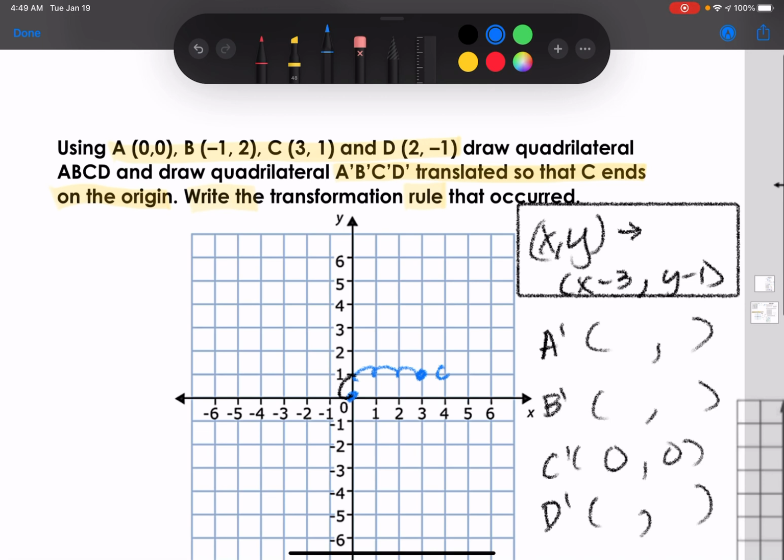All right. I like to do it algebraically just because I'm very lazy about graphing. So 0, 0, minus 3, minus 1, minus 3, minus 1. This one's already good. And then we've got D minus 3, minus 1. And so these would be your new points as well.